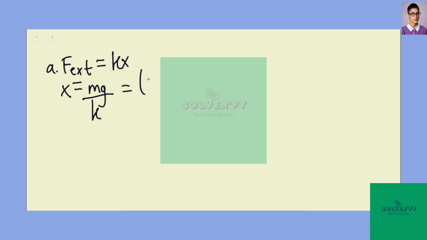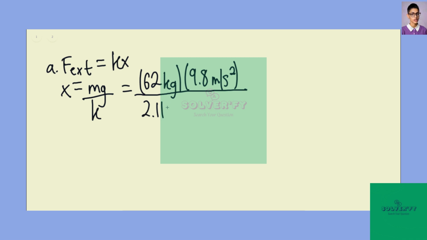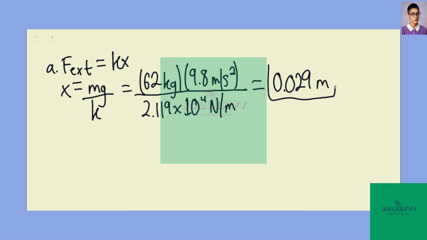And this will equal 62 kilograms times 9.8 meters per second squared. And then this is being divided by 2.119 times 10 to the 4th newtons per meter. And we find that the x position is 0.029 meters. So this would be your answer for part A.